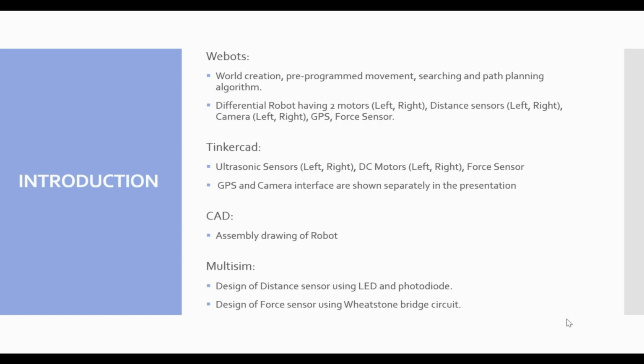In VBots, the robot has been programmed according to the assignment. The robot has two motors for the wheels, two distance sensors, two cameras, and a GPS and a force sensor. In Tinkercad, two ultrasonic sensors, two DC motors, and a force sensor have been used. The additional parts that are not available in Tinkercad, that is the camera and GPS, will be explained later. The mechanical design of the robot has been created in Creo and Google Sketch. And in Multisim, the circuit design for distance and force sensor has been built. Now we will move on to the VBot software.